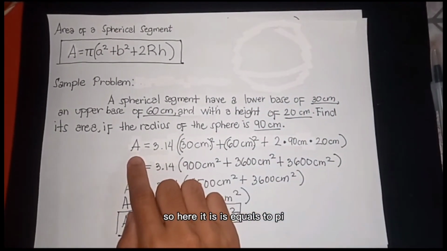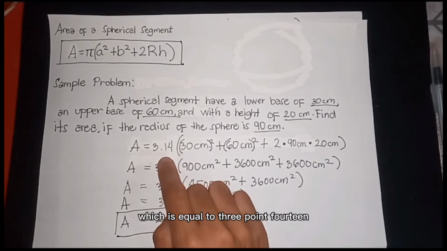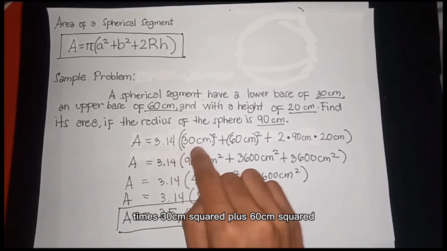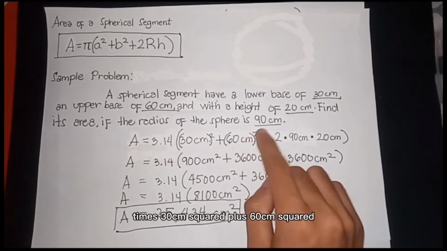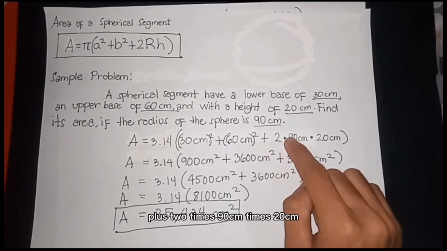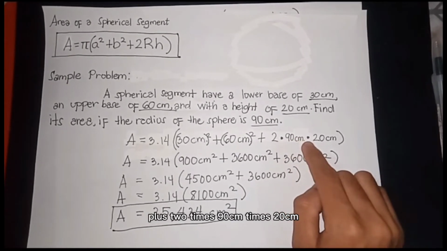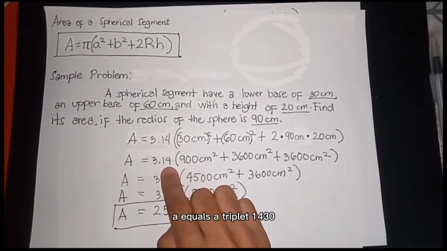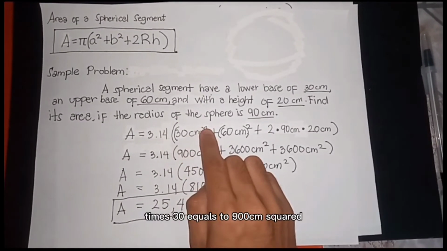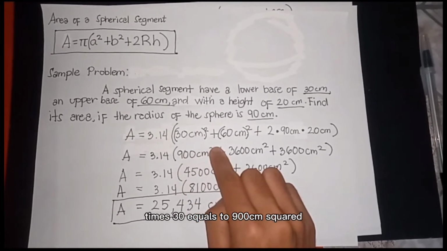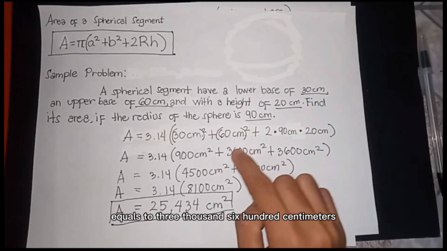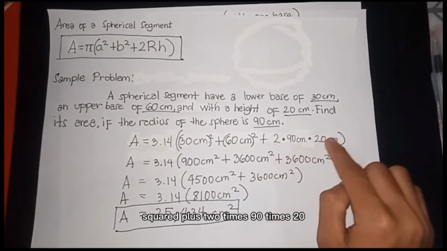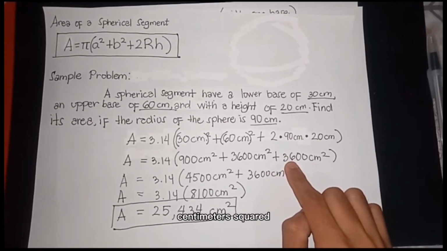So here it is, A is equal to pi, which is 3.14, times 30 centimeters squared plus 60 centimeters squared plus 2 times 90 centimeters times 20 centimeters. A is equal to 3.14 times: 30 times 30 is equal to 900 centimeters squared, 60 times 60 is equal to 3,600 centimeters squared, plus 2 times 90 times 20 is equal to 3,600 centimeters squared.